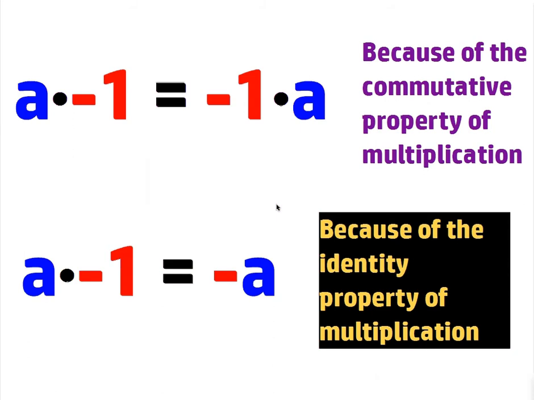Hey guys, today we're going to look at what happens when you multiply a number by -1. Let's go ahead and read this first part together. We have a times -1, which is what we're going to focus on, a being any number at all.